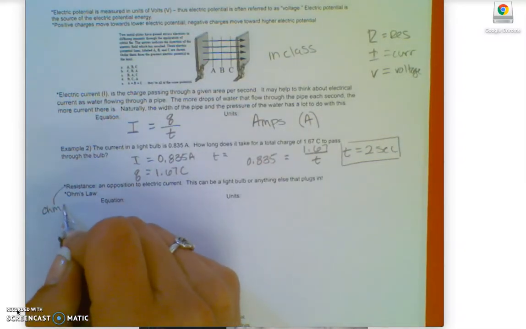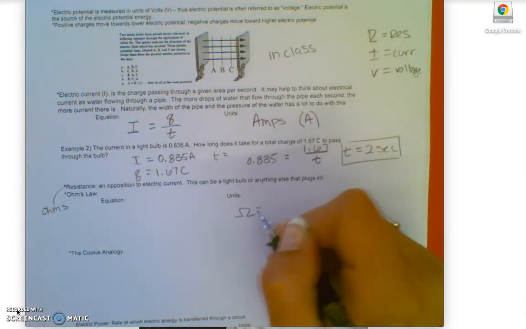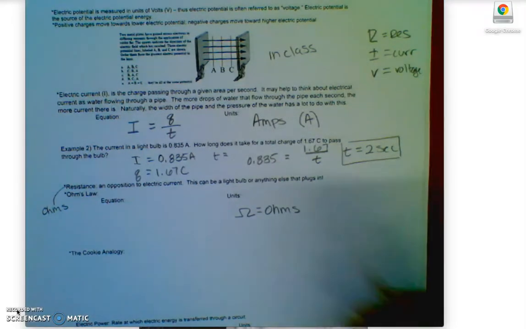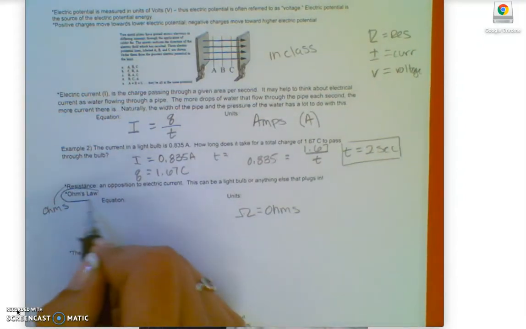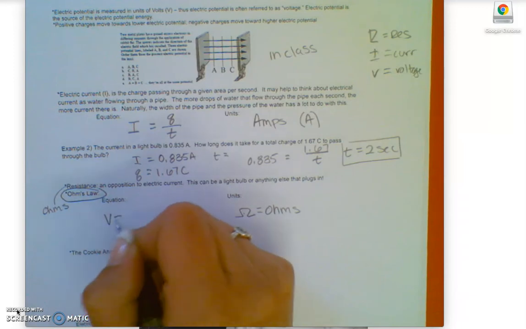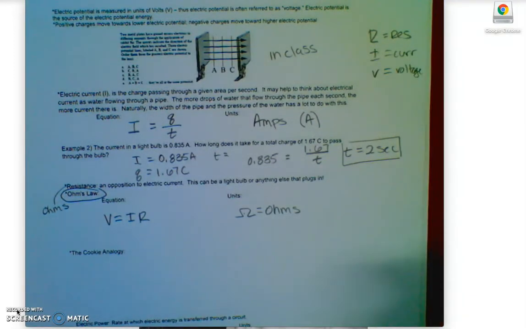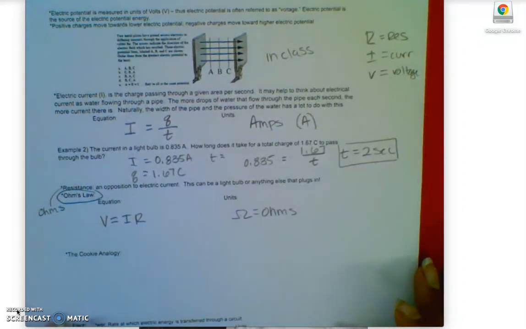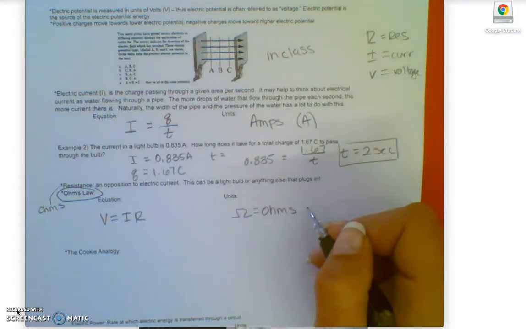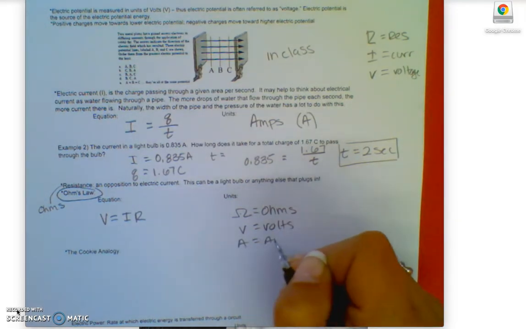Spelled like that, and we use this weird variable for ohms. It's omega, ohms, omega. The equation that we're going to use to relate these three variables is called Ohm's law, and the equation is V equals I times R. Super simple looking equation. We're going to use this a ton. You will end up memorizing that equation. We have ohms for resistance, we have V for volts, and we have A for amps.